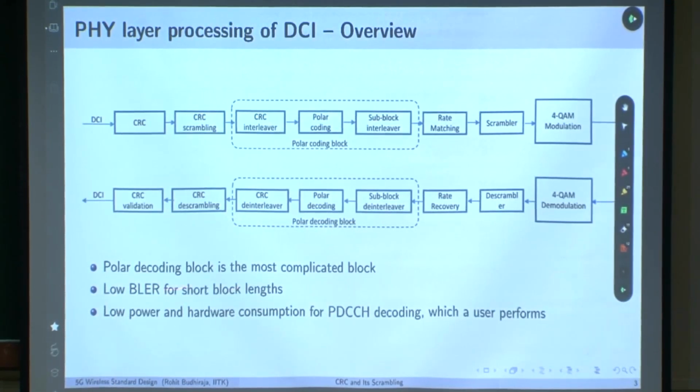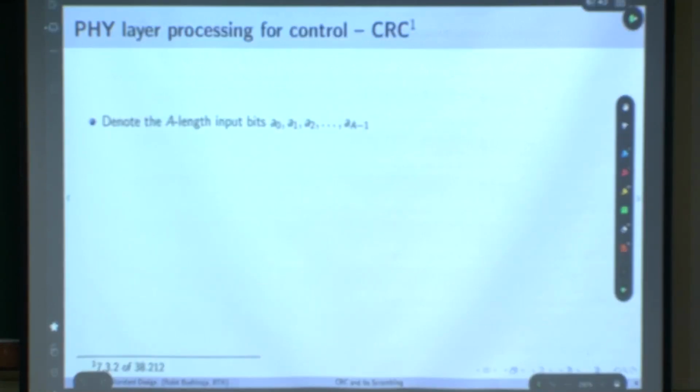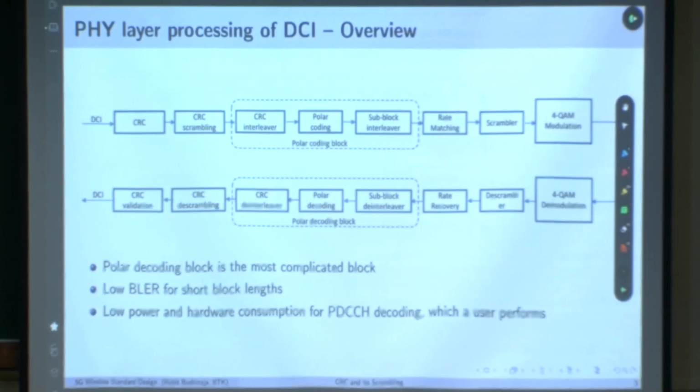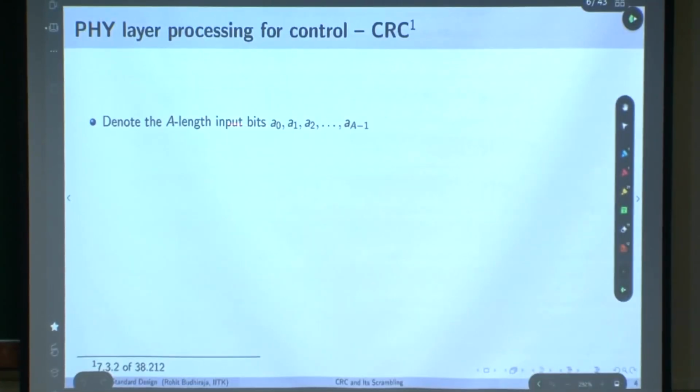Okay, first is the low block error for short block lengths, and then it requires much lower hardware consumption than the LDPC decoder. Okay, and low power is also another aspect. So what are we going to look at? We are going to look at this CRC and then why this CRC scrambling is done.